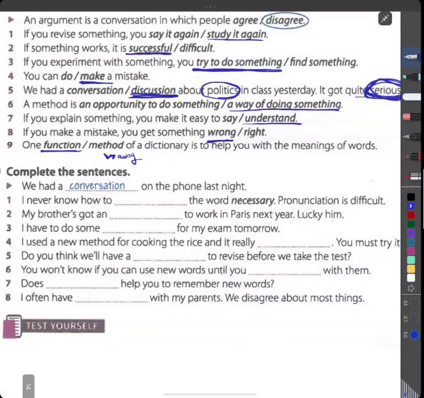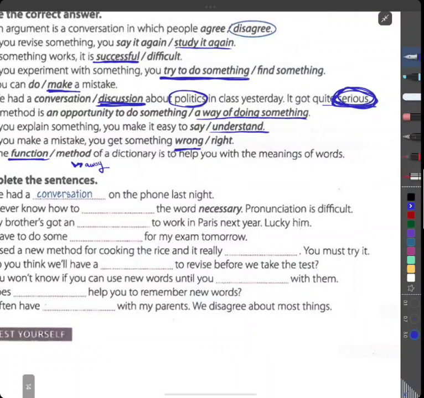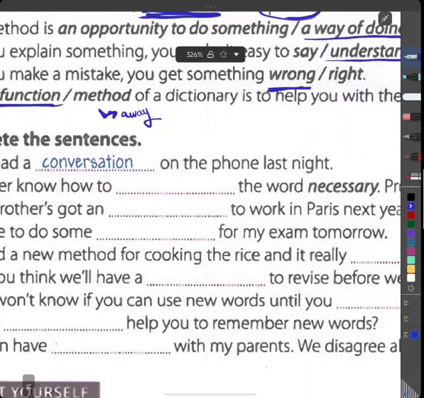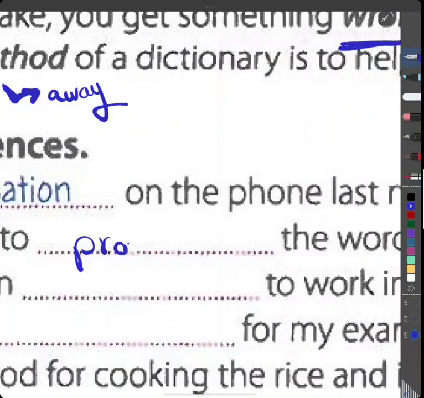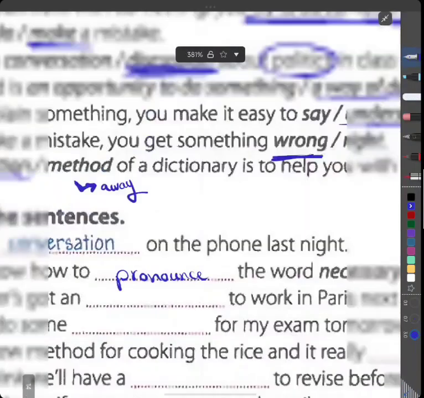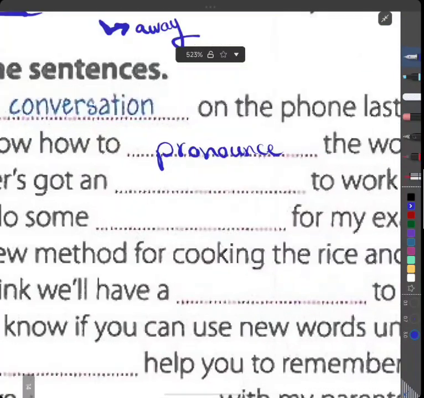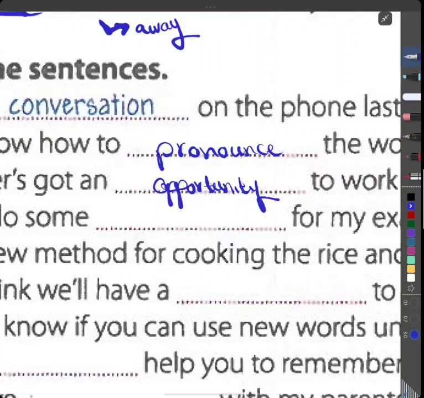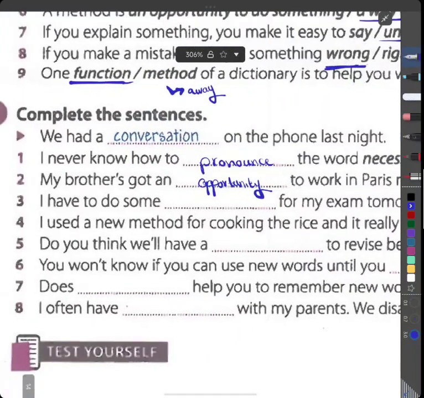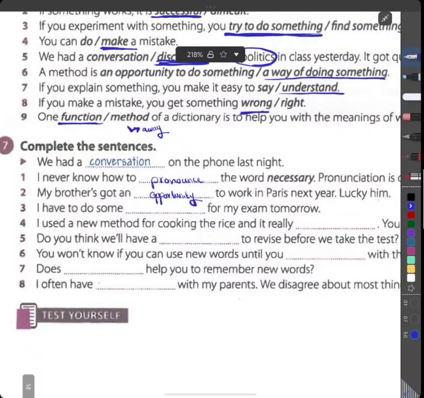Complete these sentences. I never know how to the word necessary. Pronunciation is difficult, so how to pronounce. My brother's got an opportunity to work in Paris next year. Lucky him. An opportunity. I have to do something for my exam tomorrow. I have to do some revision.